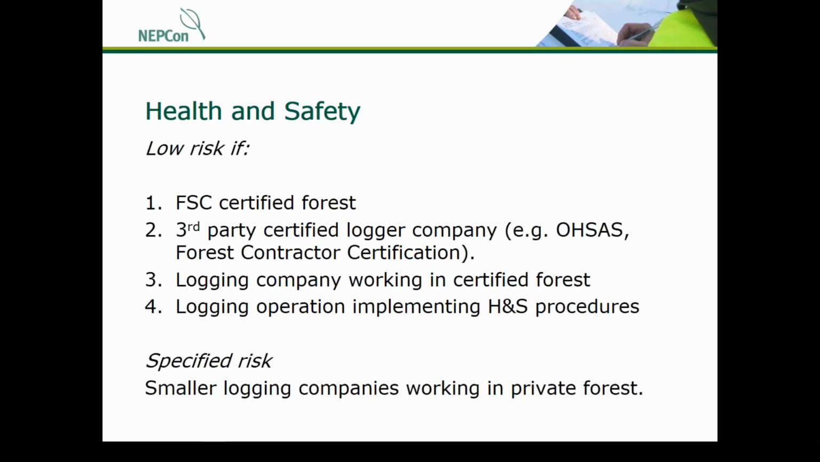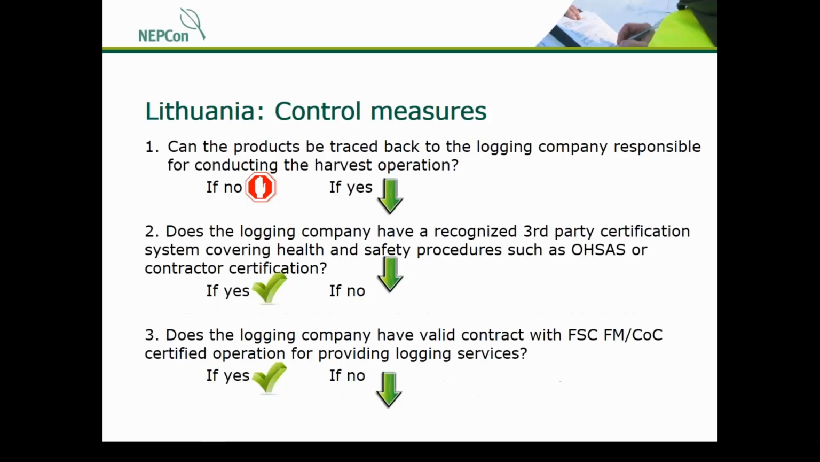However, sourcing from smaller logging companies working in private forests would be specified risk. In this case, you could follow the following process to implement control measures. The first question here would be to ask if the products can be traced back to the actual logging company responsible for conducting the harvest operation. If no, then of course there is a lack of information and the material should not be sourced. And then additional information should be obtained as part of a risk mitigation strategy.